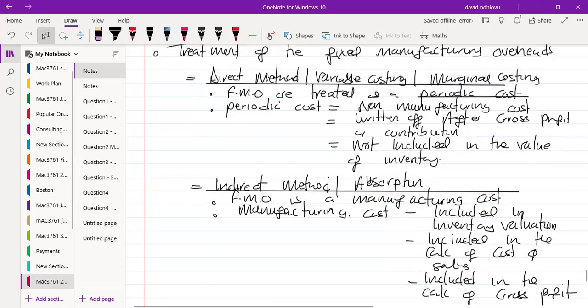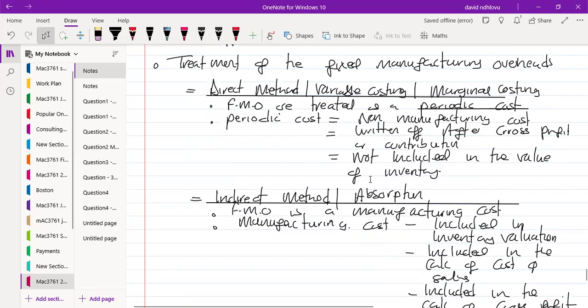We then had other minor differences that we spoke about. When we do the direct method, we talk about contribution. When we talk about the indirect method, the sister or the cousin of contribution will be gross profit. We also said the indirect method, which is absorption costing, is our basic or default method for the purpose of compiling financial statements.